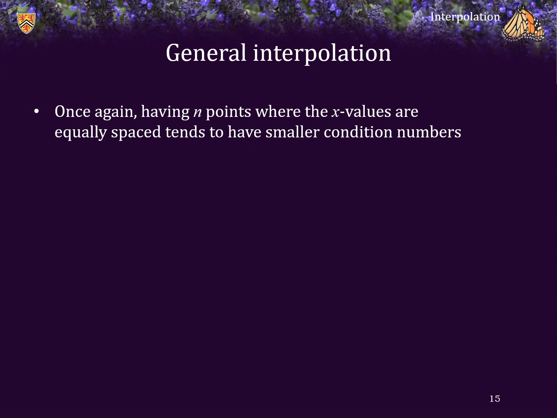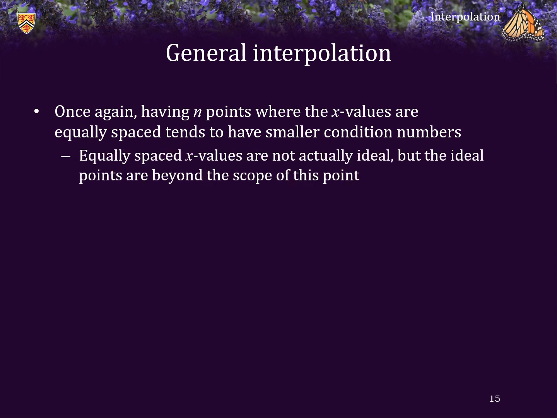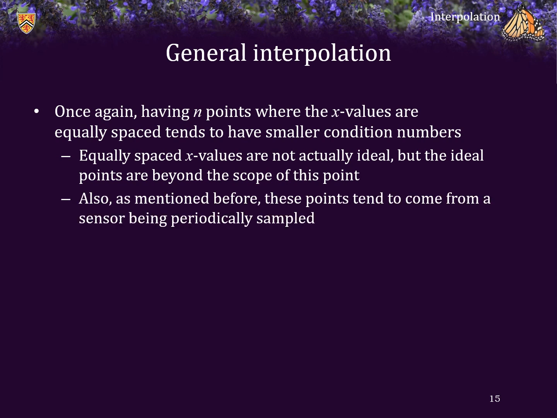Once again, having n points where the x values are equally spaced tends to have smaller condition numbers. Now, equally spaced x values are not actually the ideal case, but the ideal points are beyond the scope of this course. And as mentioned before, these points are usually coming from a sensor being periodically sampled, and thus the x values, or more correctly the t values, will be equally spaced.